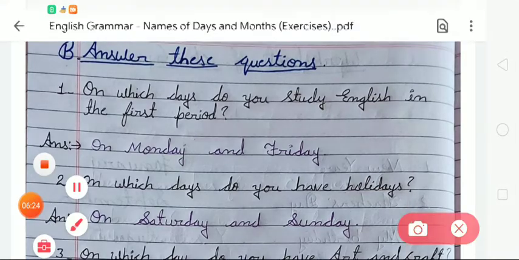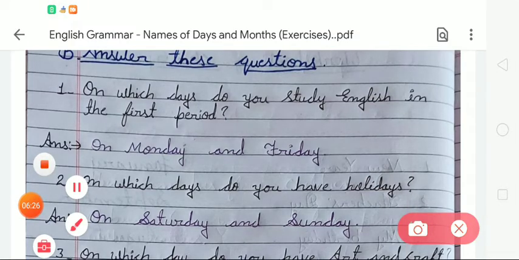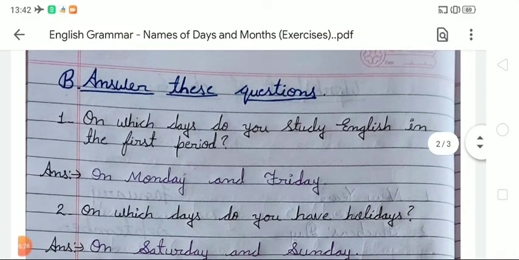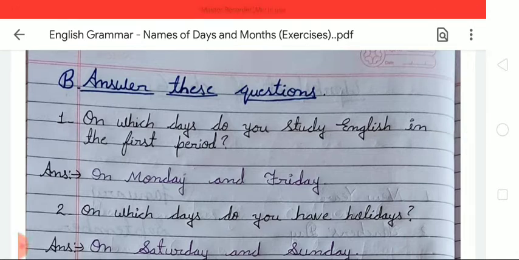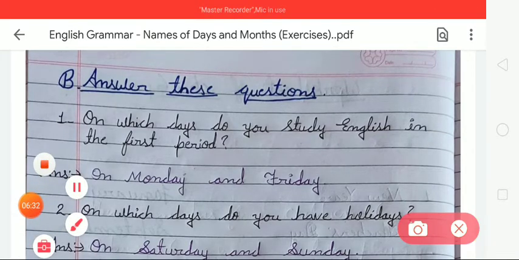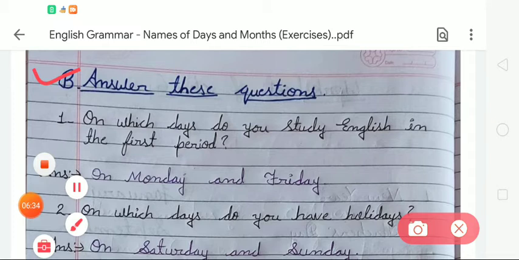Student, first of all you have to note down this exercise in a notebook. Okay, for that you all take out your notebook and mention the date of today, and after that you have to write question number B, that is, answer this question. Okay, so now one by one you have to note down the question and answer of this.